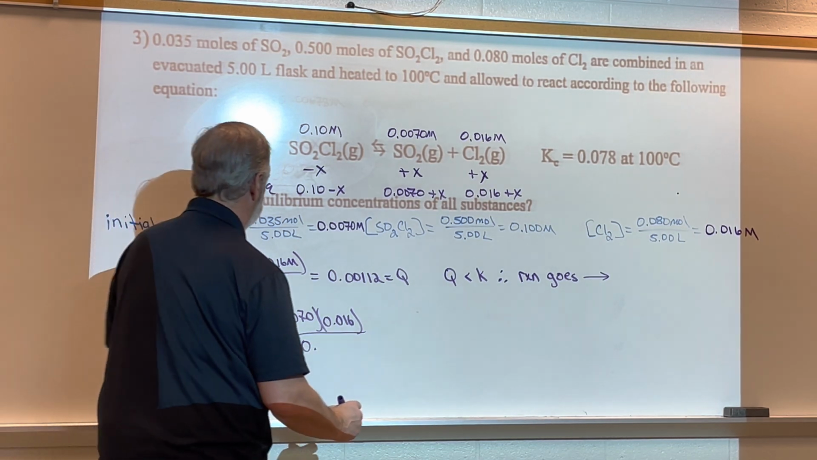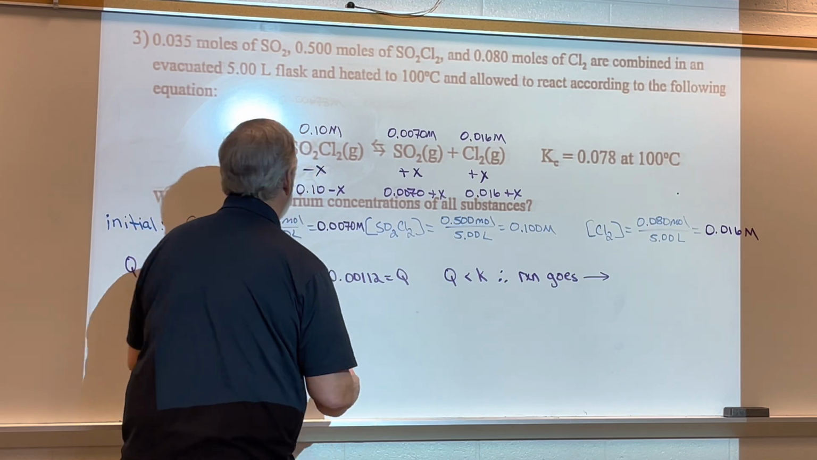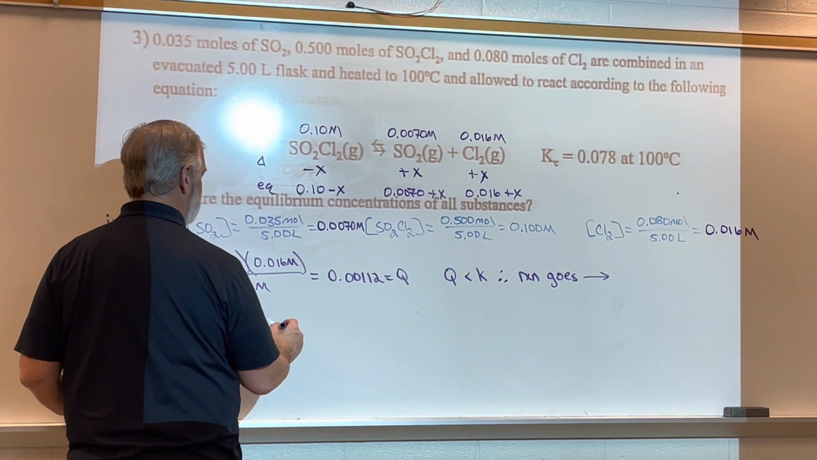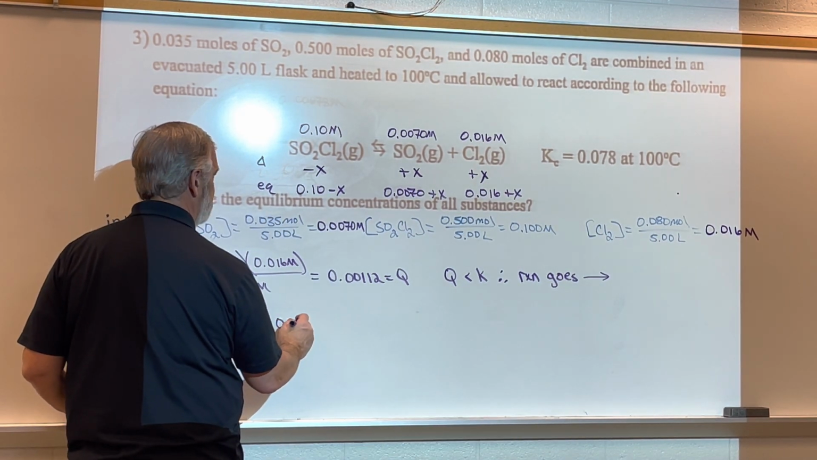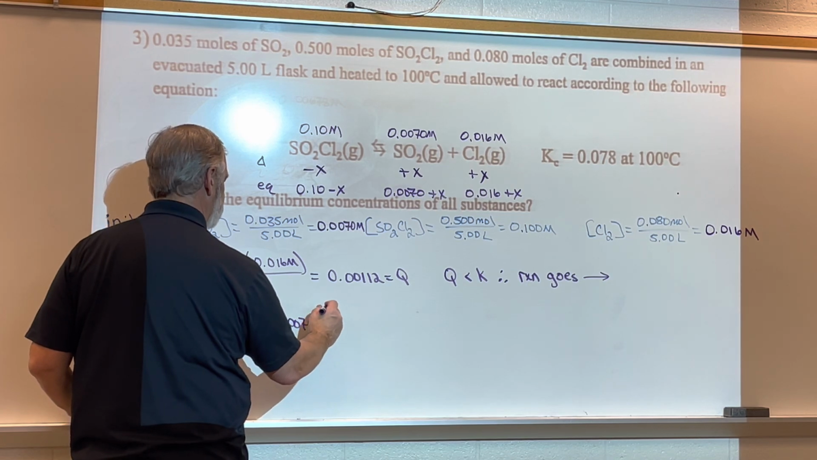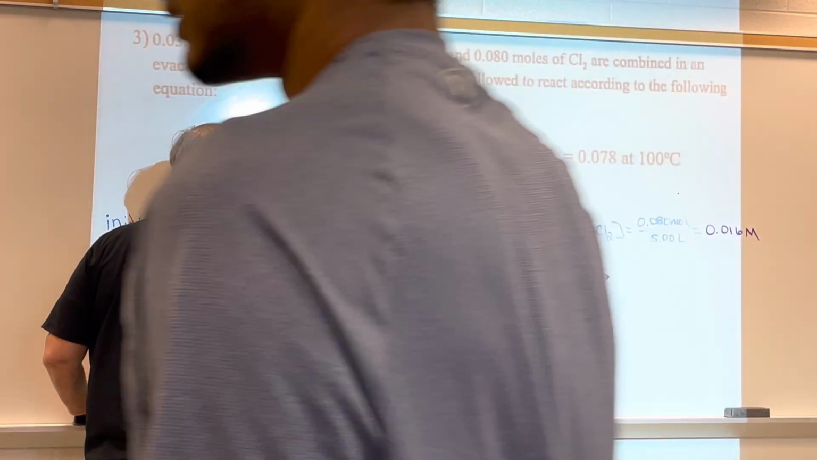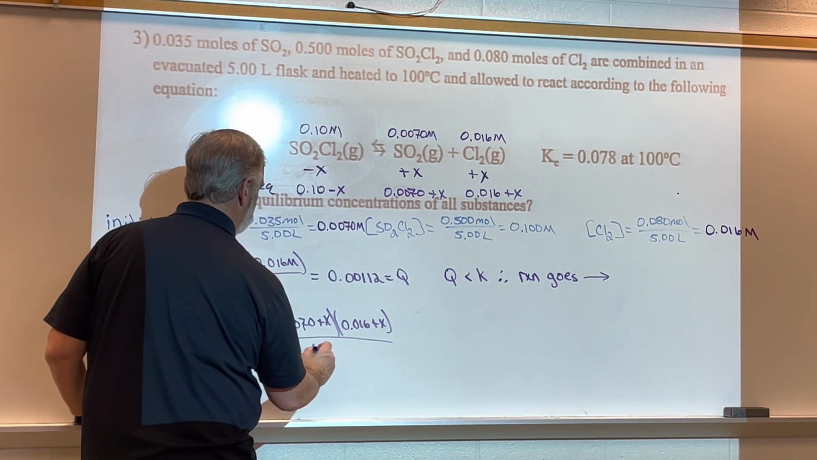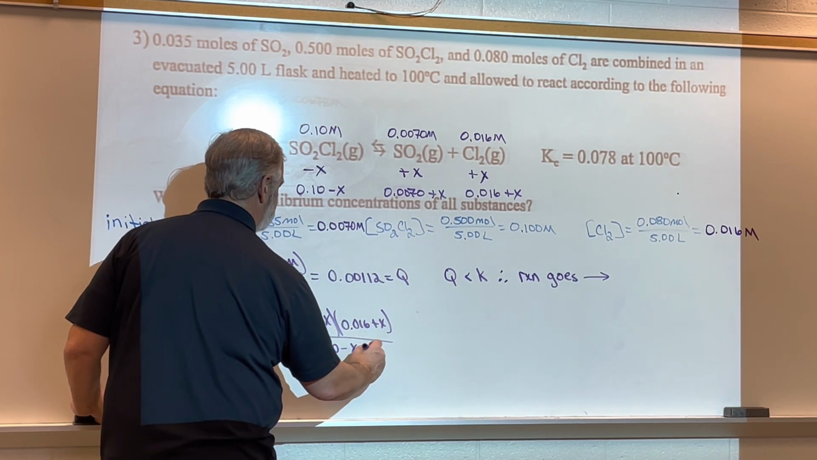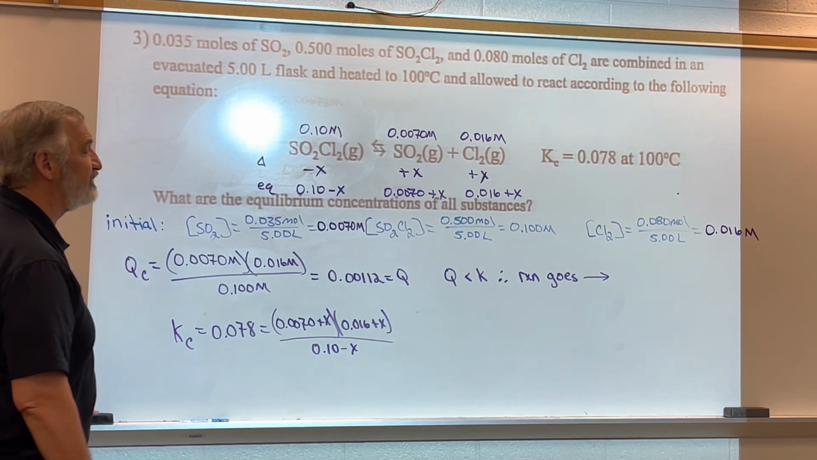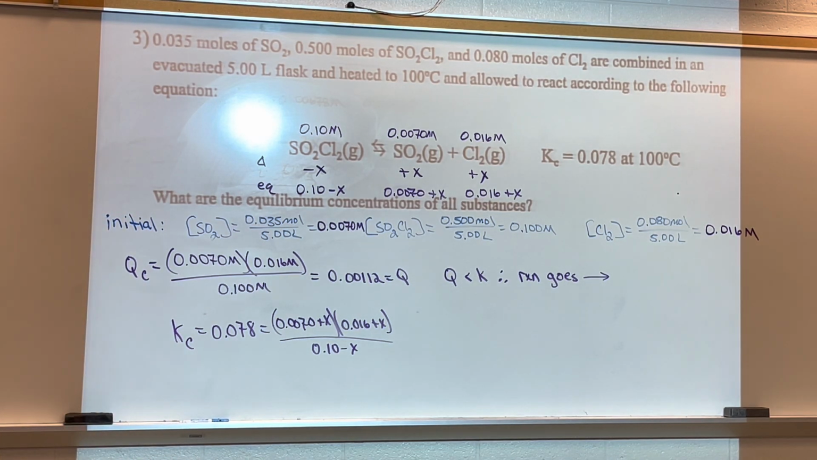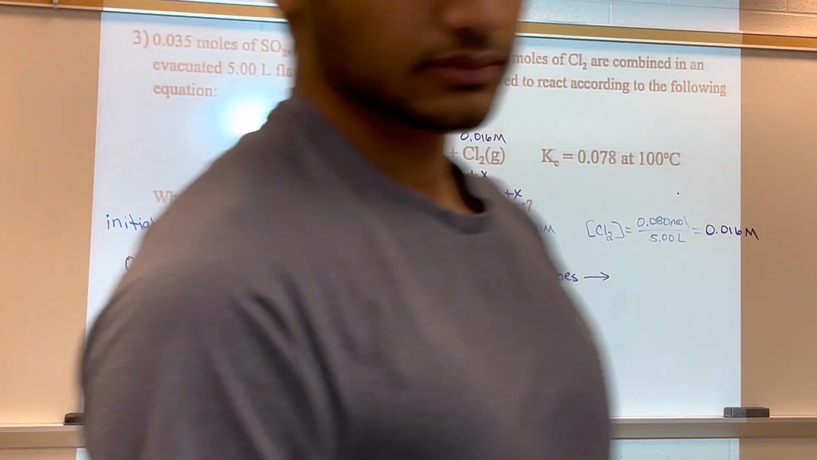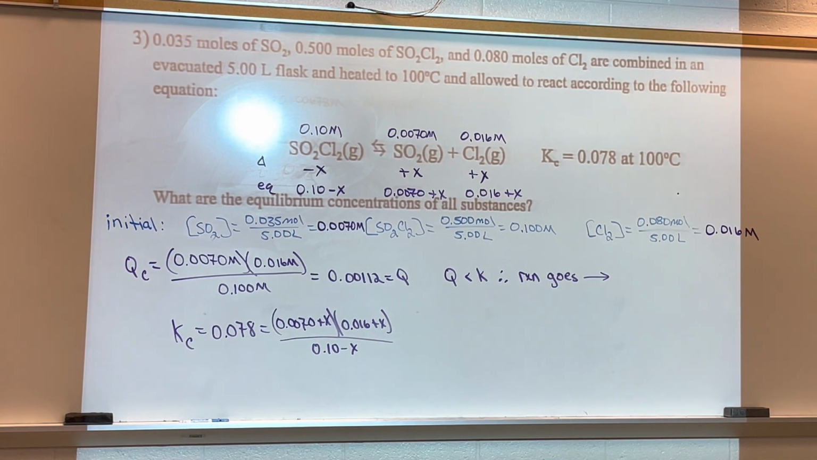Oh boy, try this again. I was putting initial. Go with equilibrium of 0.0070 plus x, 0.016 plus x, divided by 0.1 minus x. Now, that's as far as you're gonna have to go. You are not gonna have to do a quadratic equation for me or on the AP test.